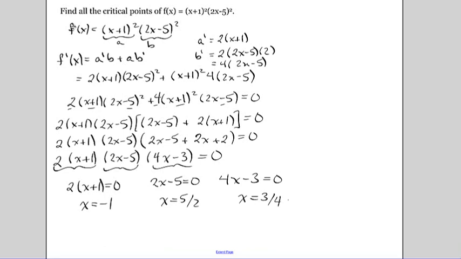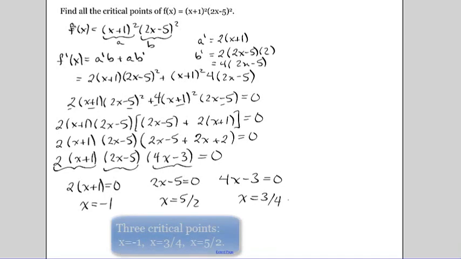Since all 3 values are in the domain of f, then we have 3 critical points. And this completes the exercise.